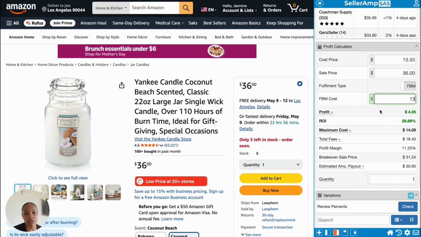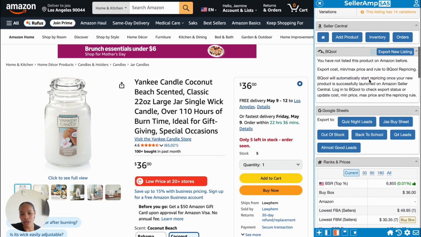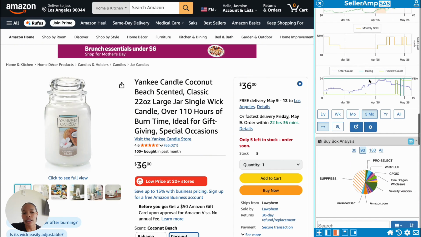Now, you probably might be able to get even more profit, more ROI, but we just want to make sure that the highest shipping cost is still going to be profitable within our range and our criteria, which you would want over 25% ROI, which we are already. So that's actually a really easy way to calculate your FBM cost before you purchase the product. And you would want to do this for every single product.